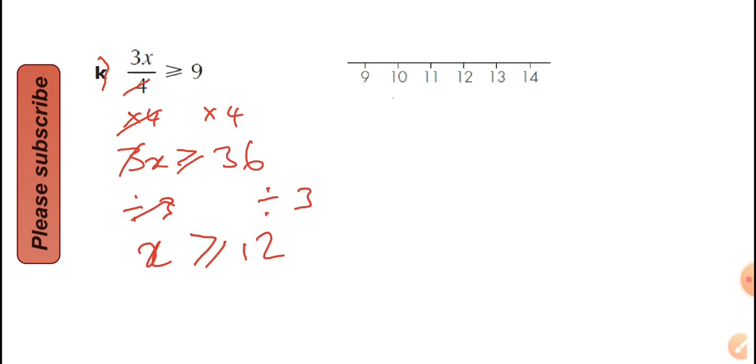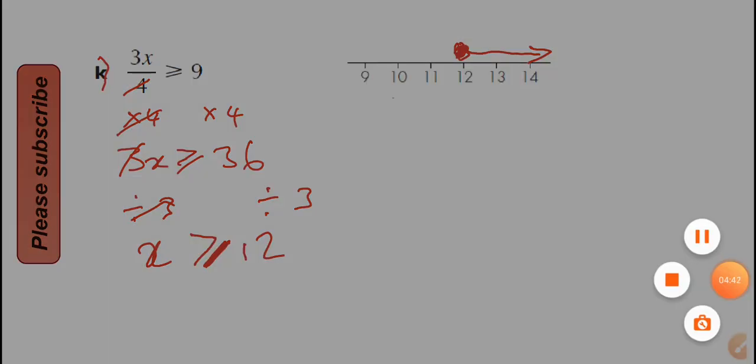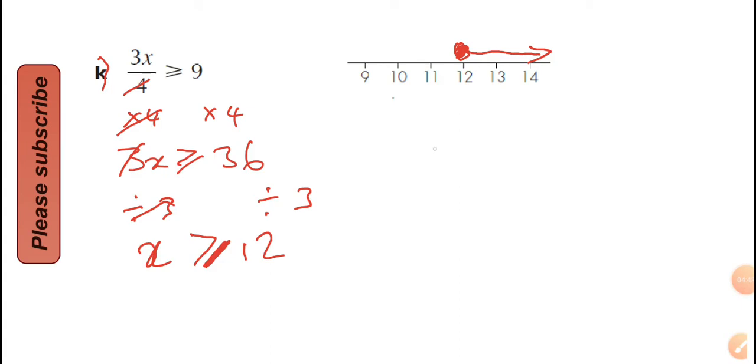So to show this on a number line now, because I can see 12, I'm going to circle the 12, and because x has to be greater than 12, I'm going to put the arrow like that, and because I can see the equal sign as well, I'm going to have to shade the circle in. So x has to be equal to or greater than 12. So if they asked us what's the smallest possible integer value for x, we have to write x is equal to 12, because x can equal 12. X is 12 or more.